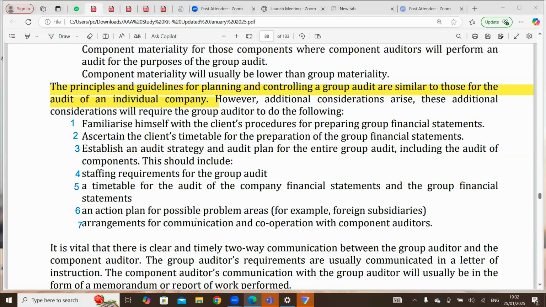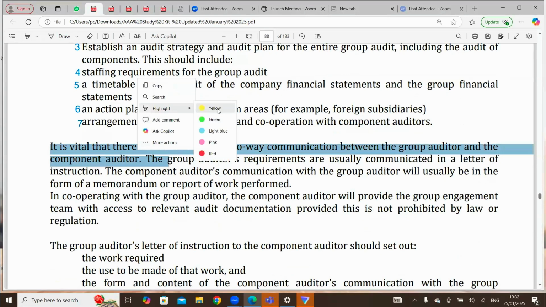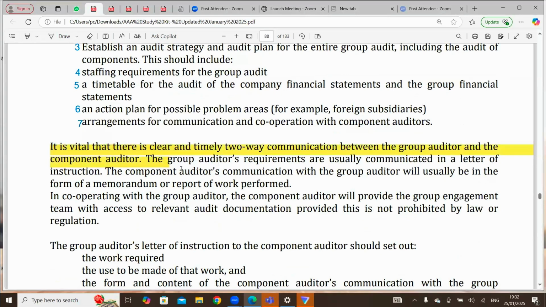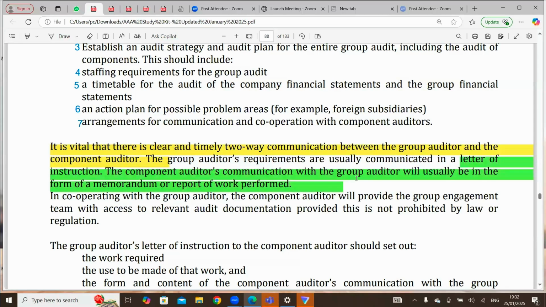Okay, now we moved on to say that it is vital that there is clear two-way communication between the group auditor and the component auditor. It is very important that there's a two-way communication between the who? The group auditor and the component auditor. The group auditor's requirements are usually communicated in a letter of instruction. So we know that the group auditor communicates with what kind of letter? Letter of instruction. While the component auditor usually replies with what? A report, a form of memorandum or report of work performed.